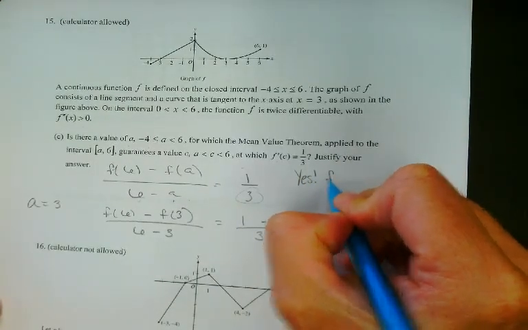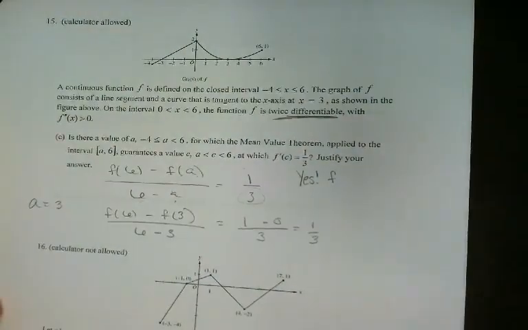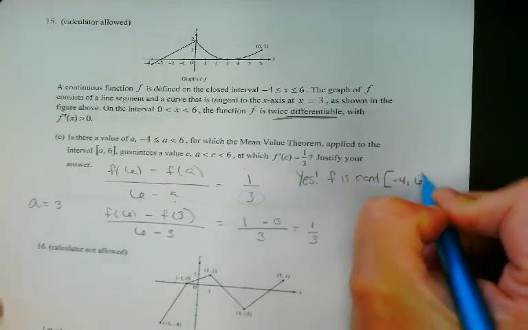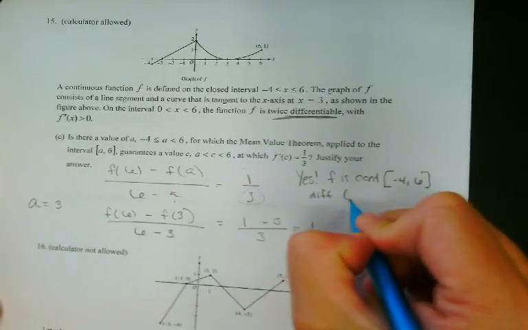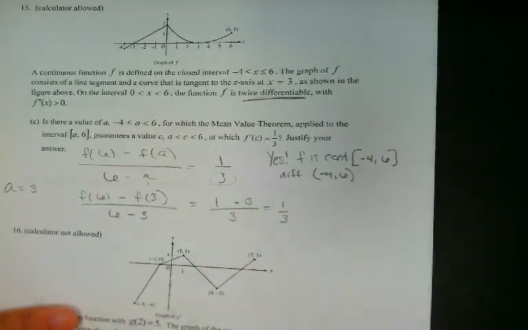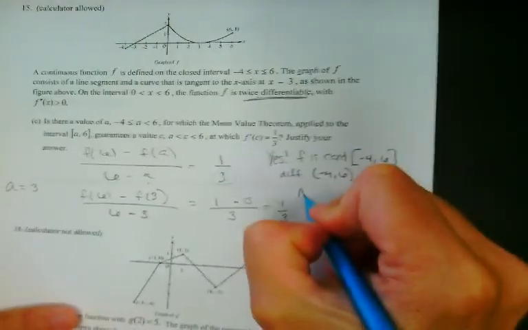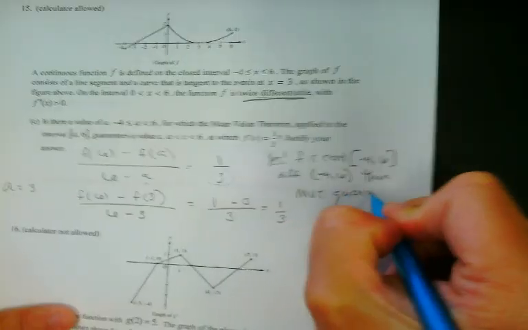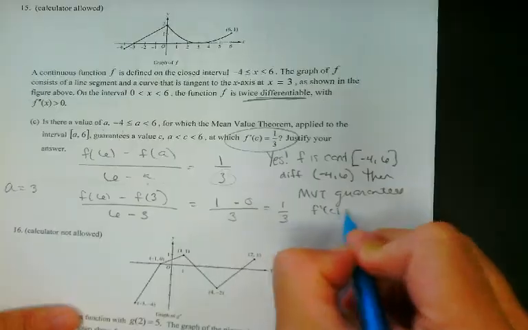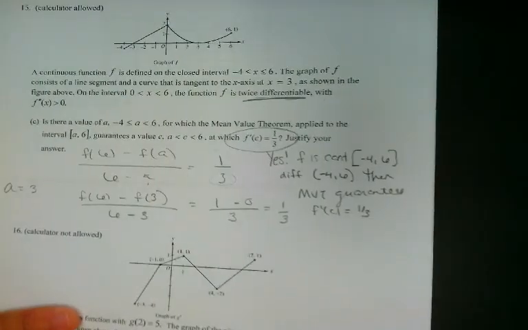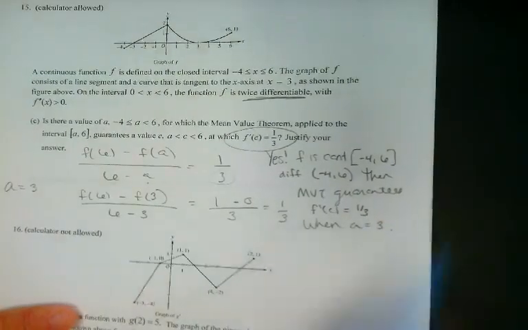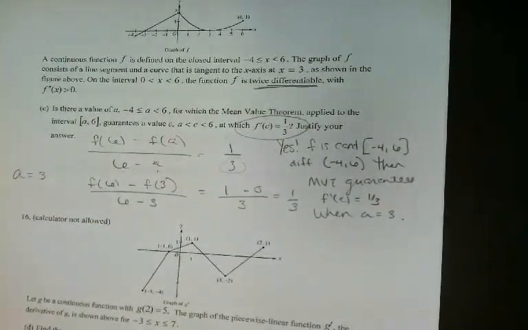What is our function? f is twice differentiable, which means it's continuous and differentiable. So f is continuous on the closed interval and differentiable on the open interval. Then the MVT guarantees whatever I wanted it to: f prime of c will equal 1/3 when a equals 3 in this case. And I think I've got all my work there to back it up.